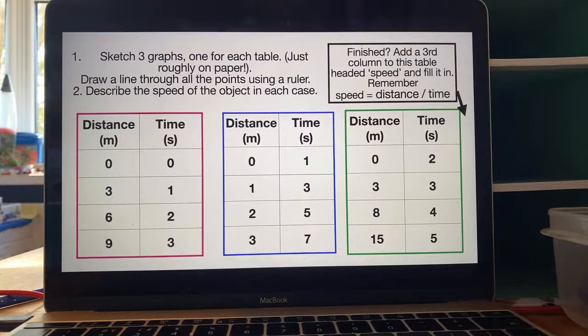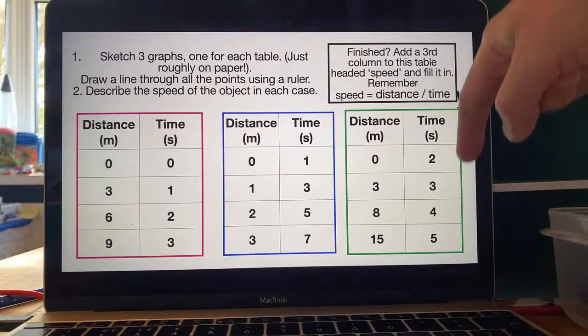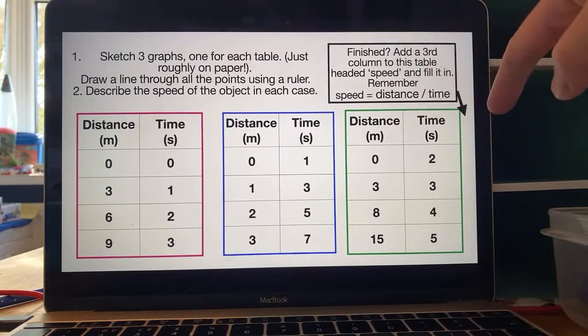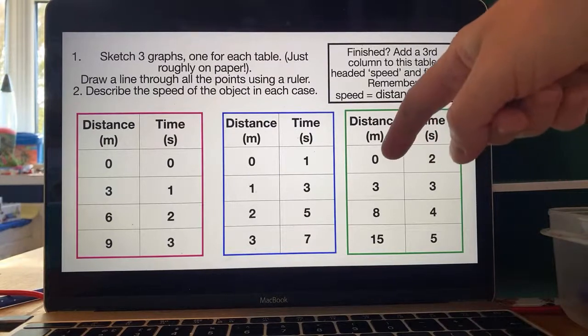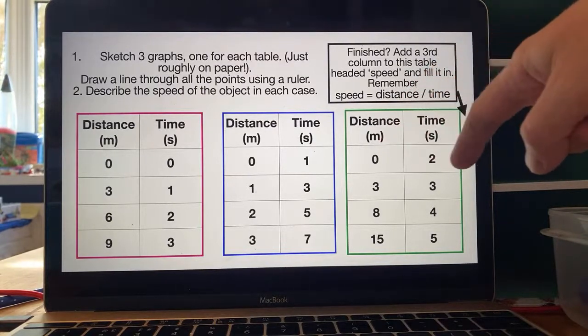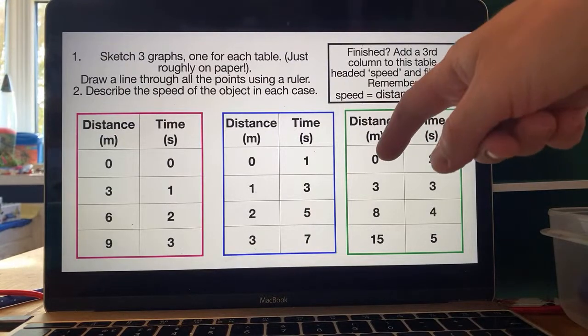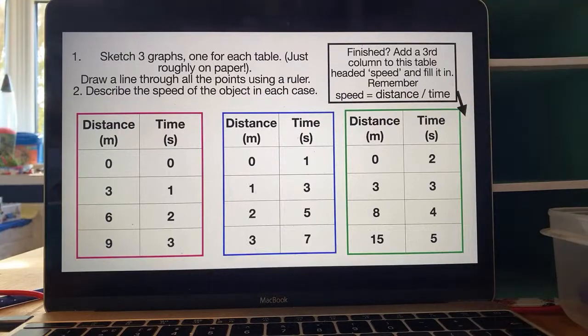And I've said if you're finished, if you're one of these people who say, oh, I'm finished, this is boring, well, in that case, can you add a 3rd column to this table, please? And call it speed. So that would be speed in meters per second. And can you fill it in? So what was the speed of this thing at 0 meters after 2 seconds? So it's distance divided by time, right? So it would be 0 divided by 2 equals whatever. Fill that in. So you've got a speed column.